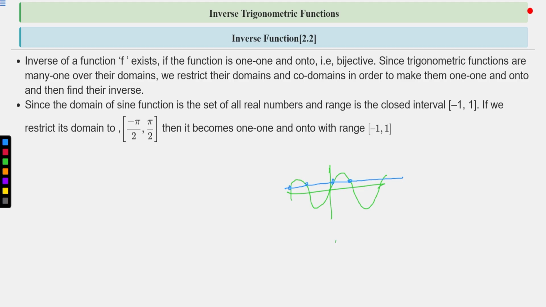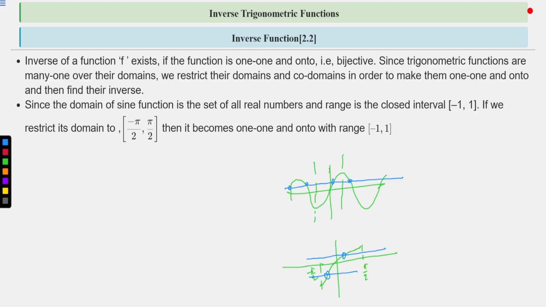But when you restrict the domain, suppose you restrict the domain from minus pi by 2 to pi by 2, right? This is minus pi by 2 and this is pi by 2. Clear? This graph is from minus pi by 2 to pi by 2. Now it is 1-1, because if you draw any line parallel to the x-axis, it cuts the curve at only 1 point. So it is now 1-1. Clear?